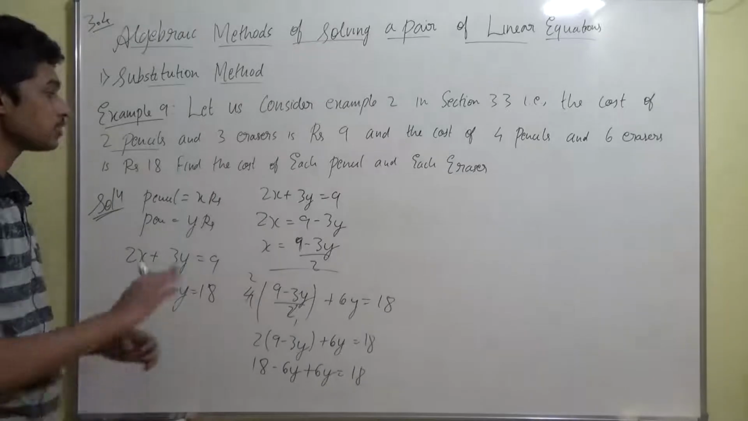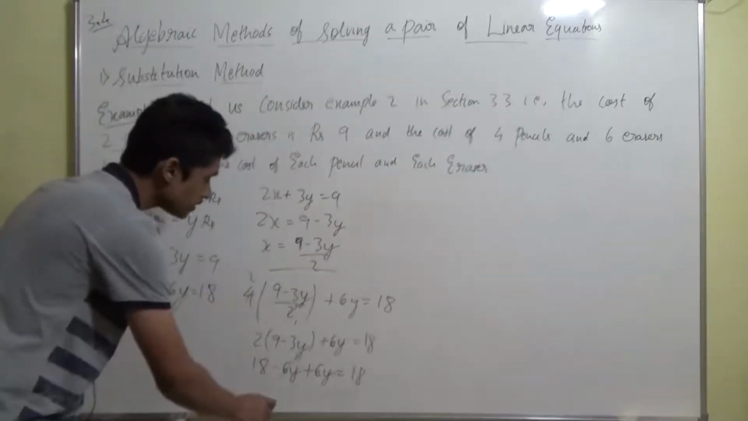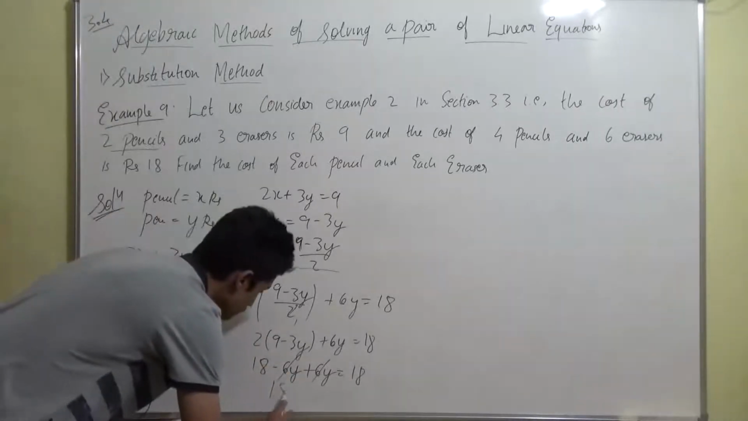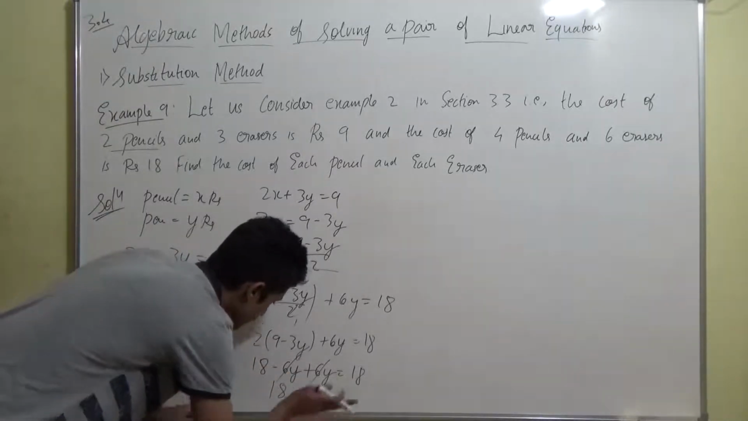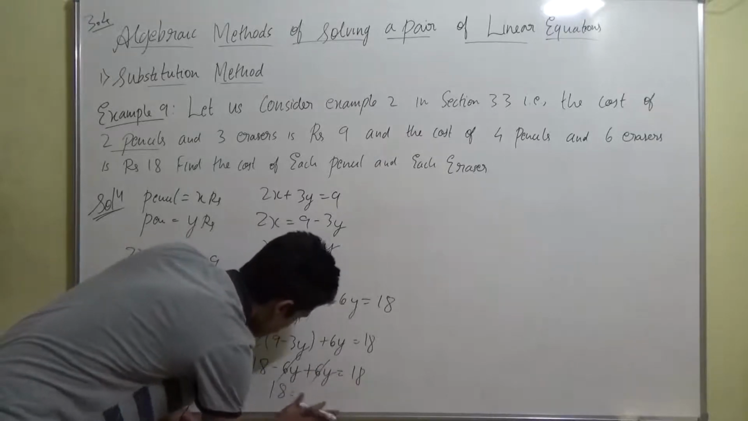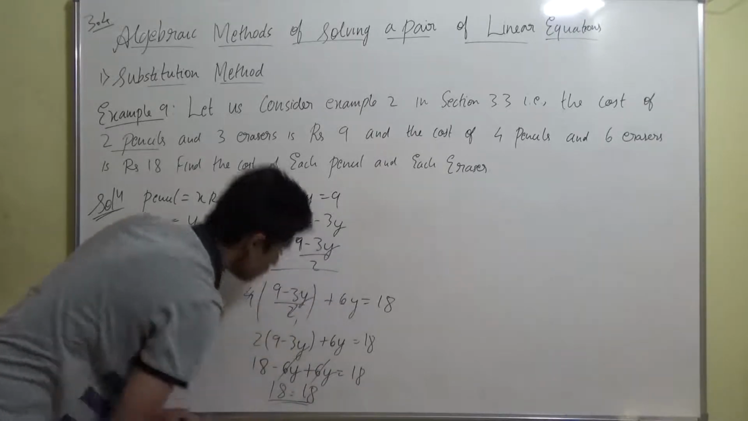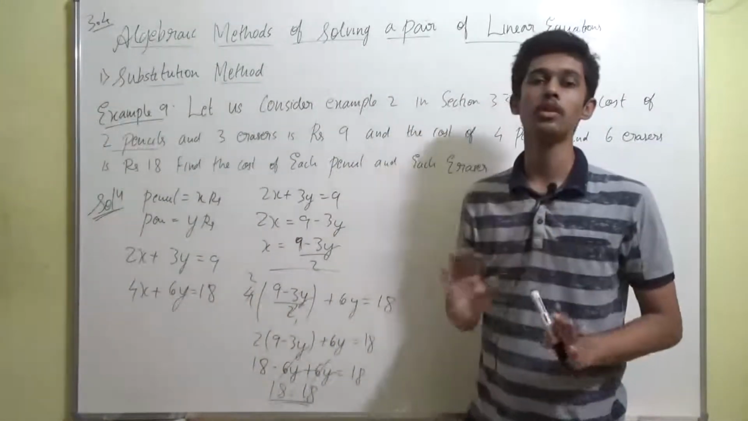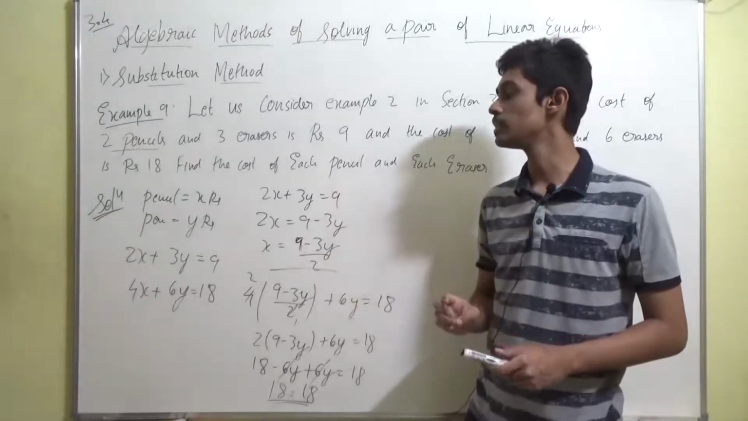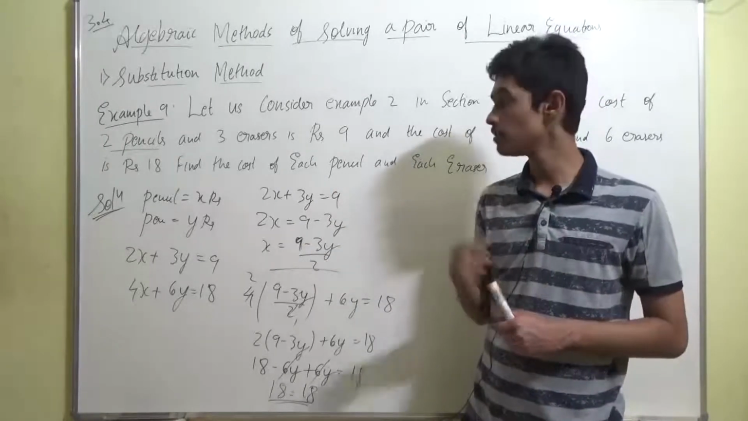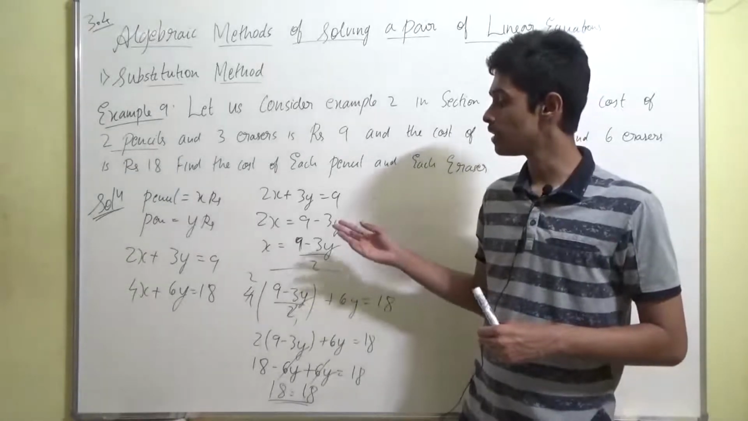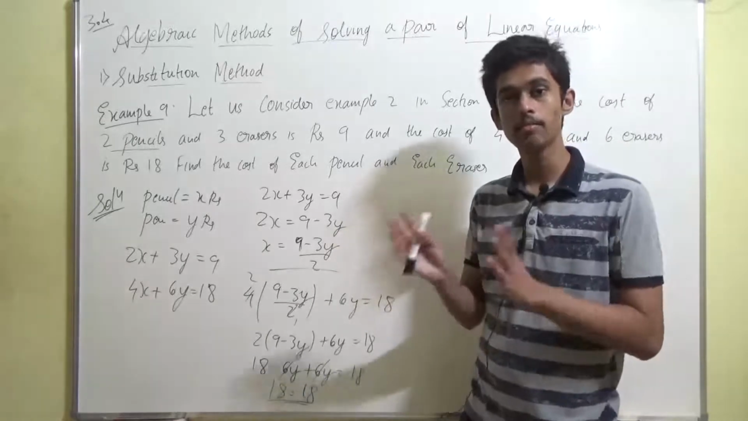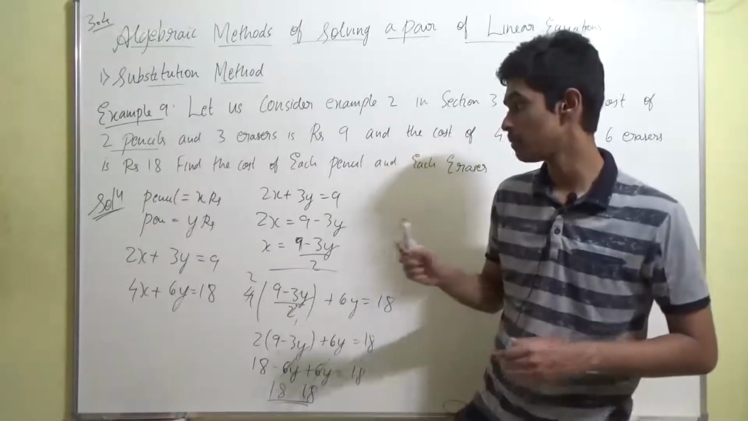Guys, if you see here, it's very interesting. Minus 6y and 6y are getting cancelled, right? Only 18 equal to 18 is left out, which means this equation is true irrespective of the values of x and y. The solution of this equation is irrespective of the values of x and y, which means any values of x and y will give us the solution of this equation.